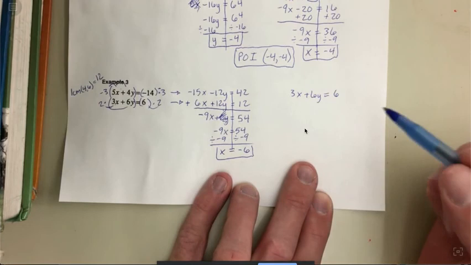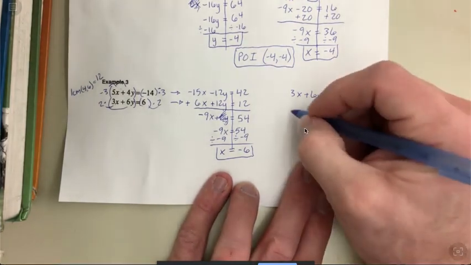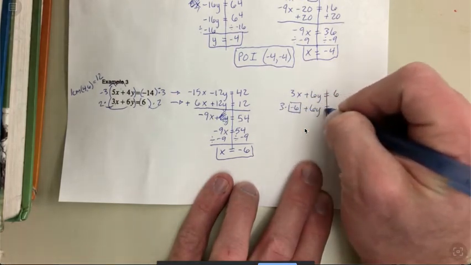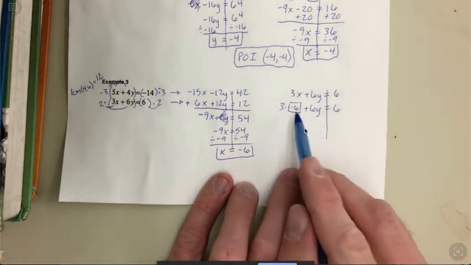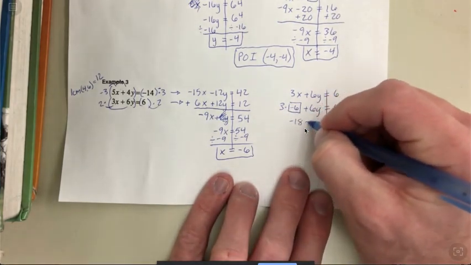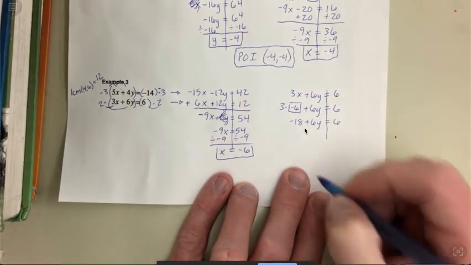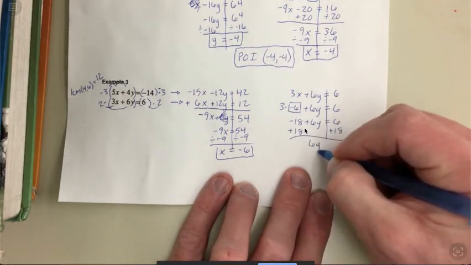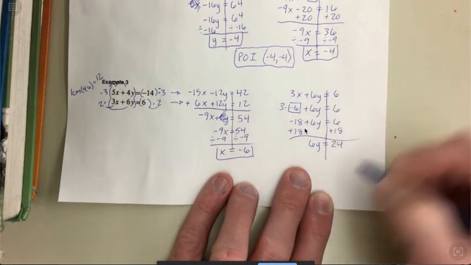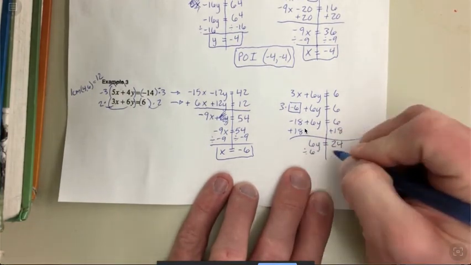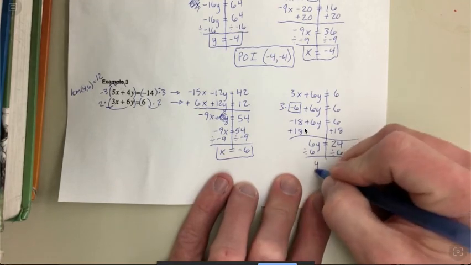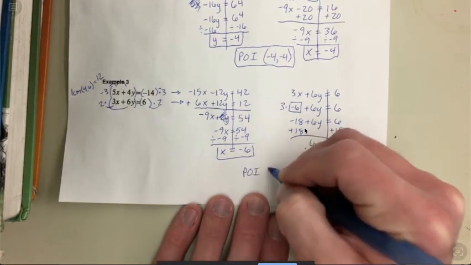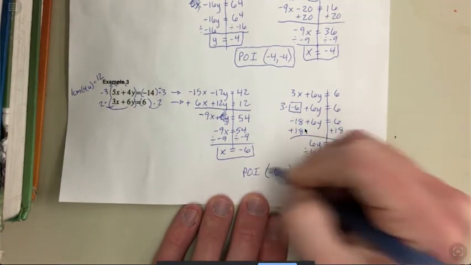But I'm asking for a point of intersection, so I still got to go find y now. So I found out that x is negative 6. A lot of 6's in this one. All right, 3 times negative 6 will be negative 18, plus 6y will be 6. Add 18 to both sides. I'll get 6y equals 24. And then I can divide by 6, and I get y must equal 4. So my point of intersection is negative 6, positive 4.